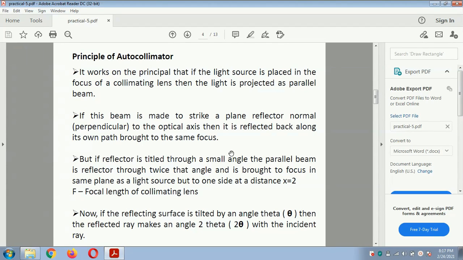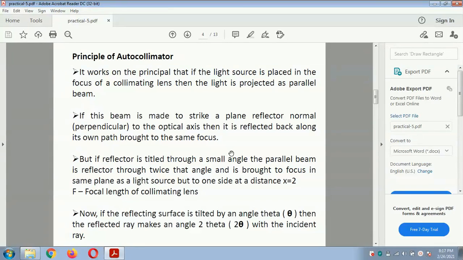The principle of the autocollimator. All the students have studied the autocollimator in theory lectures, where we discussed its principles and concepts. It works on the principle that if the light source is placed at the focus of the collimating lens, then the light is projected as a parallel beam. This beam strikes a plane reflector normal, that is perpendicular, to the optical axis, and then it is reflected back along its own path to the same source.